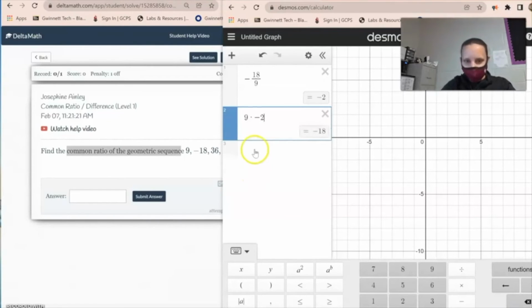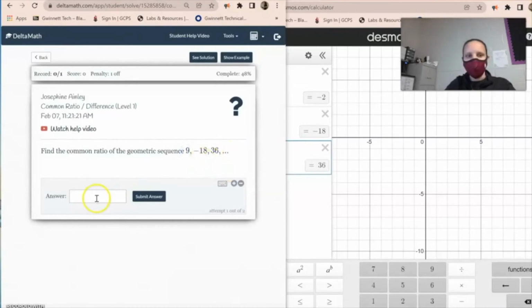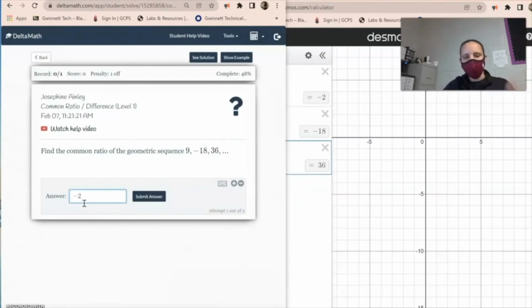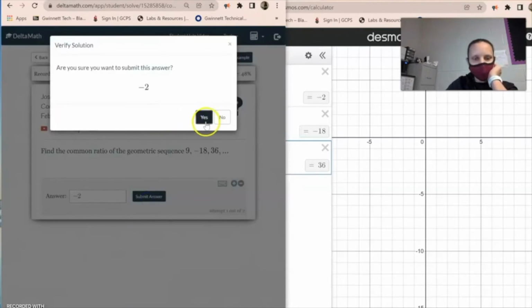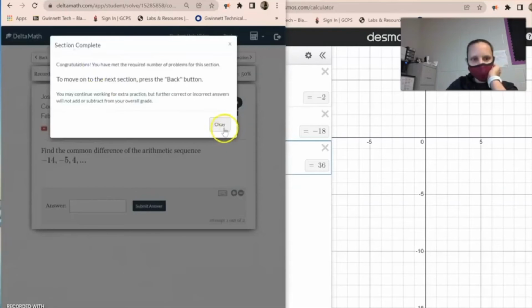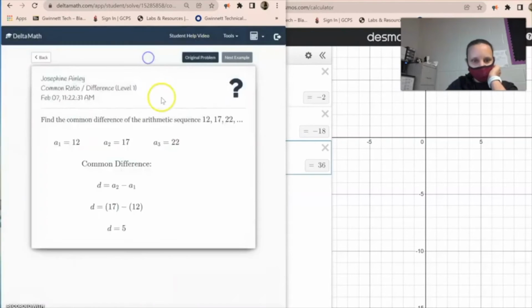If I take -18 and I multiply it by -2, I should get 36, and so forth. So yes, that is the pattern. So the common ratio here is -2. What am I multiplying by each time? And if it was addition, let me see if they actually have that. Oh, it doesn't give me a next problem. What if I did show example?